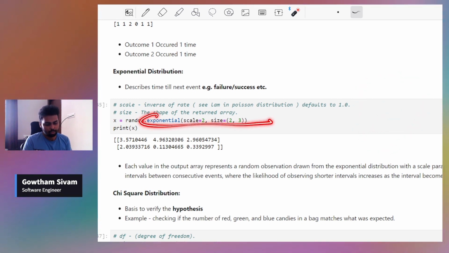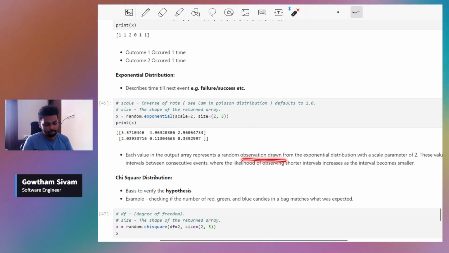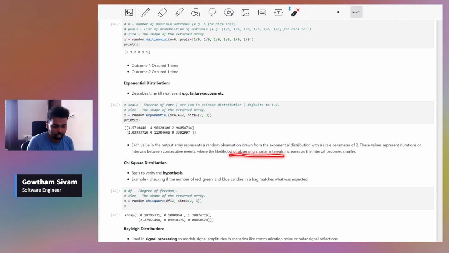Next, I'm giving the exponential scale. It is the standard deviation, and you get the values here. What does each value represent? They represent a random observation drawn from an exponential distribution with a scale parameter, a standard deviation, of 2. These values represent durations or intervals between consecutive events. There are consecutive events happening, and these values represent the durations of those events, where the likelihood of observing a shorter interval increases as the intervals become smaller.